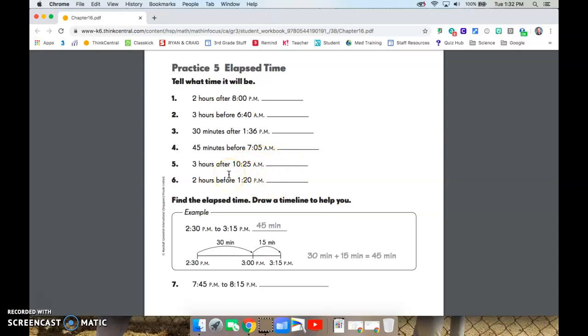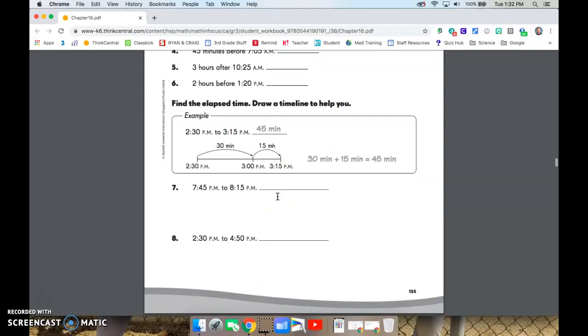2 hours before 1:20 p.m. This time we're going to do the exact opposite. So 1:20 goes down to 12:20, and then it goes to 11:20. All right, so again, that's 11:20 a.m.